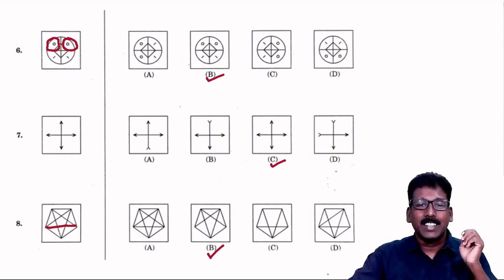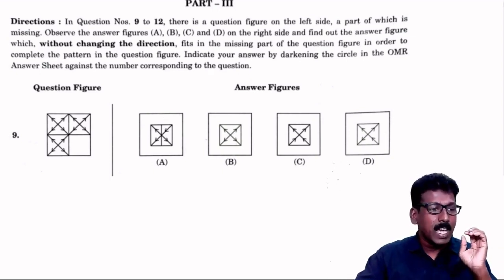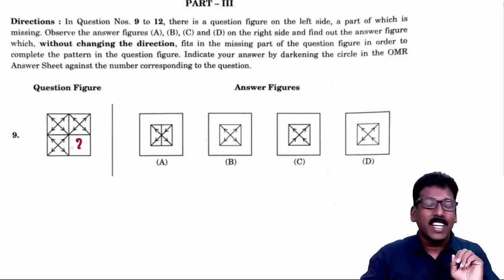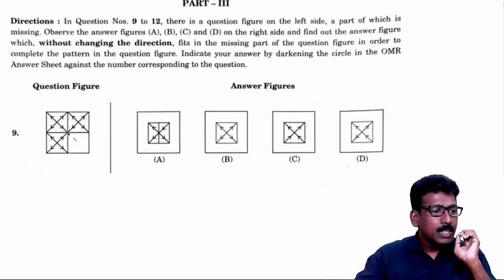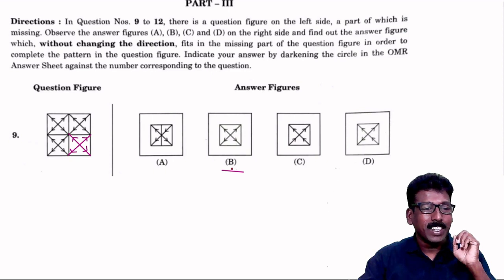Now let us look at the next part, that is part 3. Here the question figure is on the left side, a part of which is missing. You can see a part is missing here. One figure can exactly fill this empty portion. Now look here. See, in every figure, diagonals are there and four arrow marks pointing outside. So this figure, you check where this figure will be. This you can see in B. So B can be the correct answer.